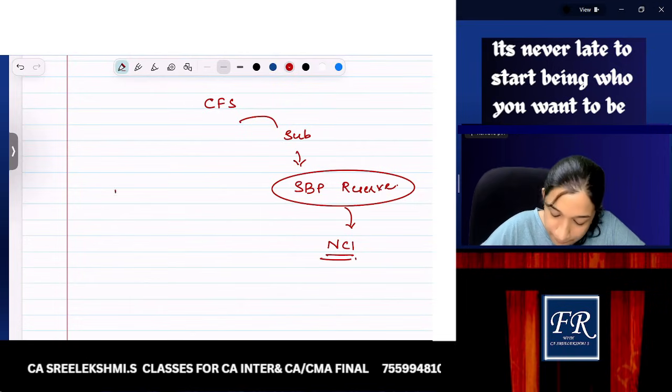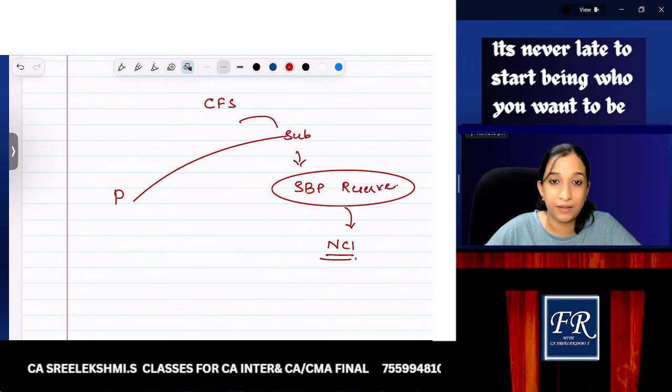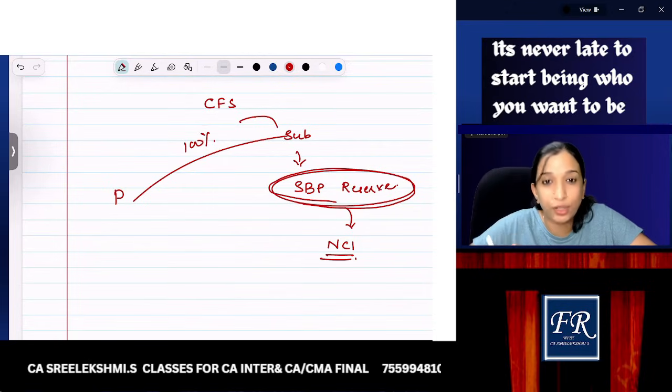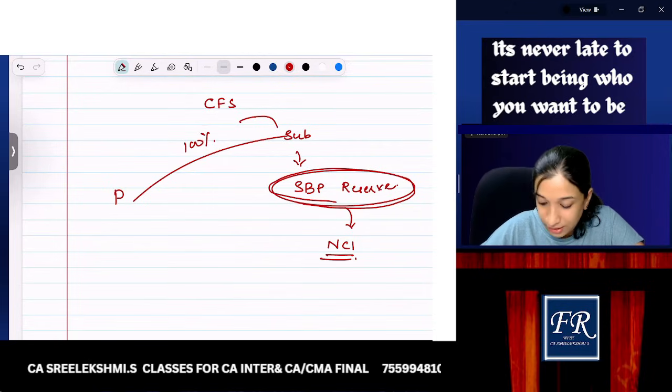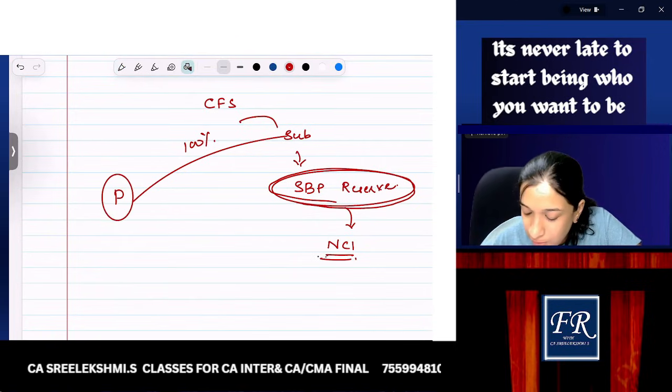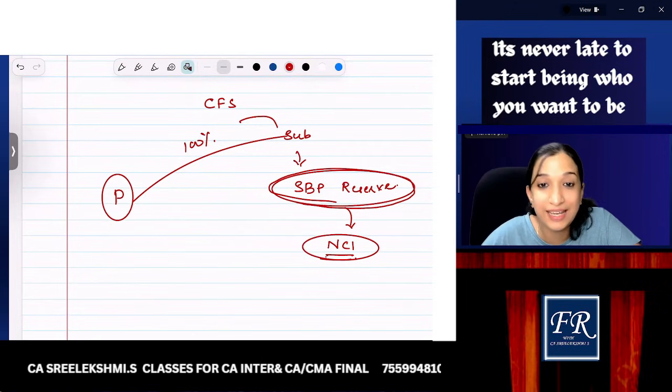Why? Parent is having investments in subsidiary. Say if parent is having, for example, 100% shares in subsidiary. But subsidiary will be issuing shares, already there is a contract to issue shares to employees, outsiders. The share issue is not for parent, this is for outsiders. So which means that SBP reserve represents NCI. Are you clear? Yes.